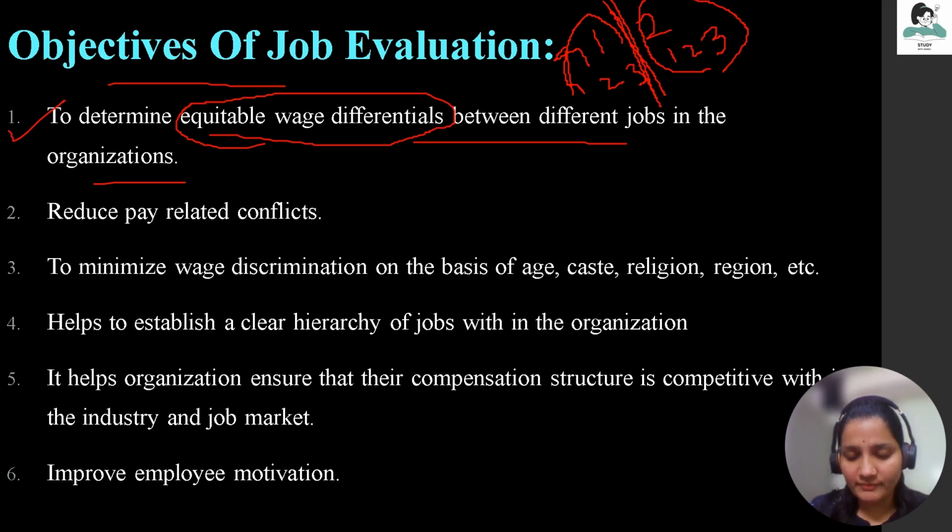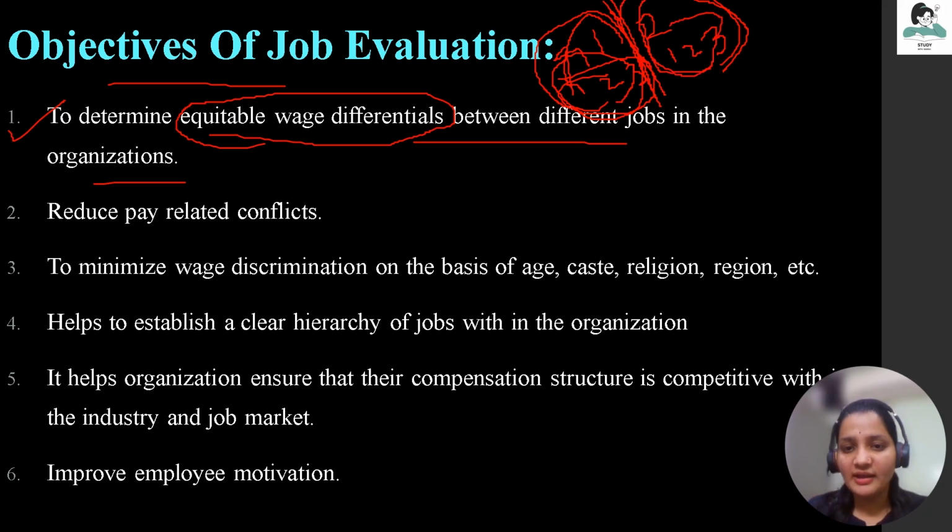But when we come to department 1, we have many jobs, right? All the job members will have the same effort to complete the job. It is not that job 1 will have different, job 2 will have different, and job 3 will have different. So here equality should be there. In department 1, every job should get the same payment structure, and even in department 2, every job should get the same payment structure. Got it? Wage differentiation should be there as well as equity. So that's the meaning of equitable wage differentiation between different jobs in the organization. Hope you understand it.